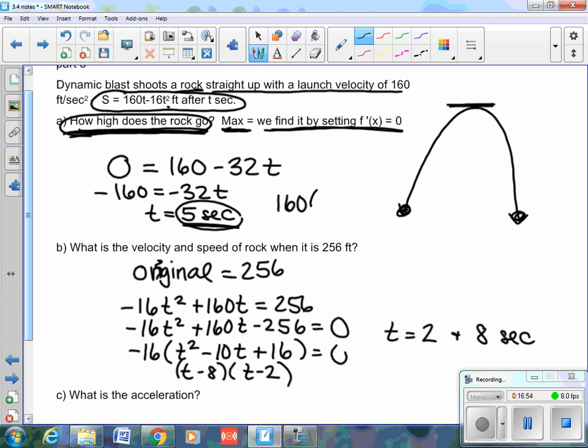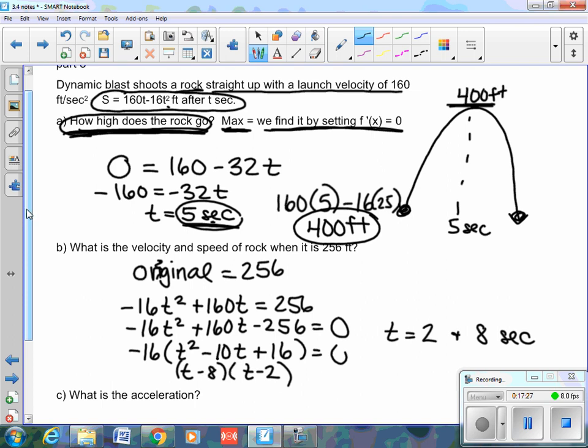160 times 5 minus 16 times 5 squared, and 5 squared is 25. So 160 times 5 minus 16 times 25, I did the math already. It's 400 feet. At 5 seconds, your rock will be 400 feet. I'd like to just show you a picture. At exactly 5 seconds, that's how high your rock is.